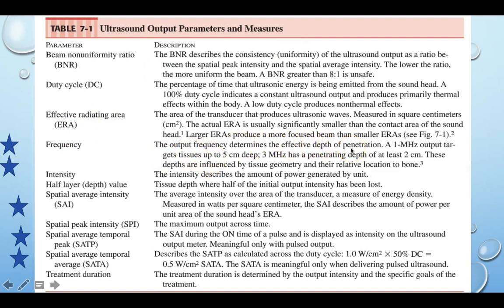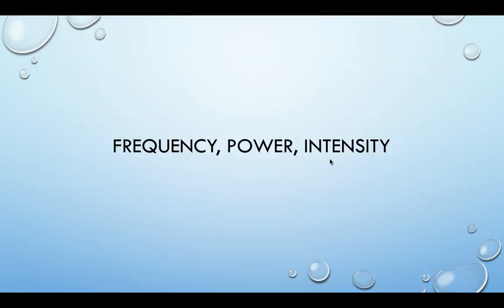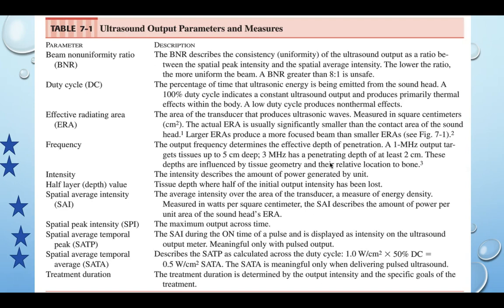So again, back to this definition chart, we're dealing with our frequency, which is the output frequency that determines the depth of penetration. And so our 1 megahertz is going to target 5, maybe 6 centimeters deep, and our 3 megahertz is going to be about 2 to 3 centimeters deep. Now, those depths are much deeper than our superficial heating that we had, as well as the fact that ultrasound doesn't target adipose tissue. It moves through adipose tissue relatively easily.